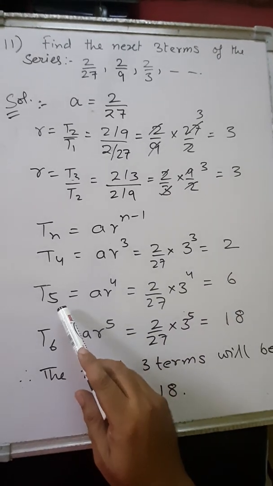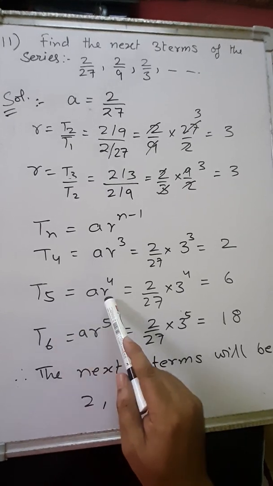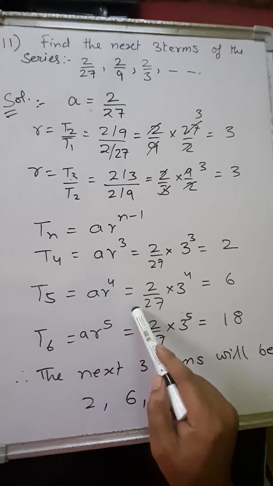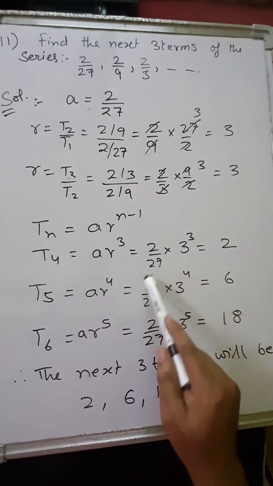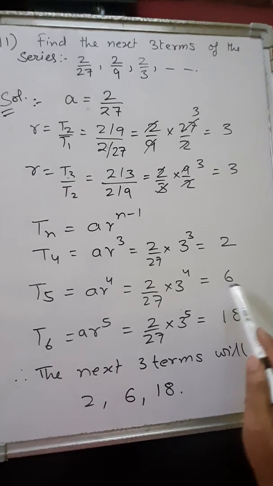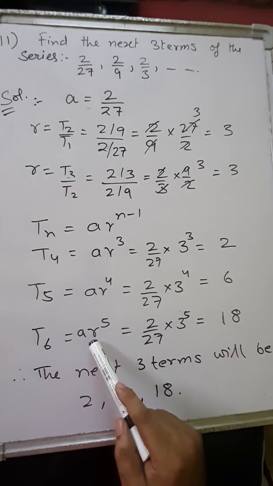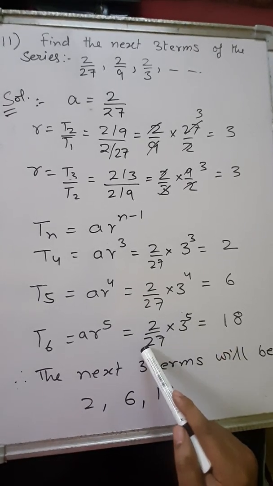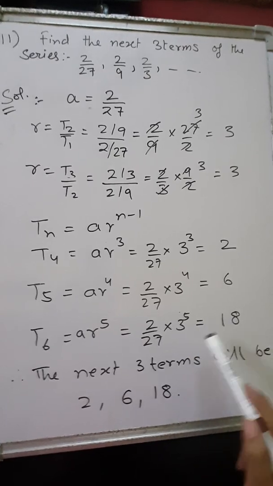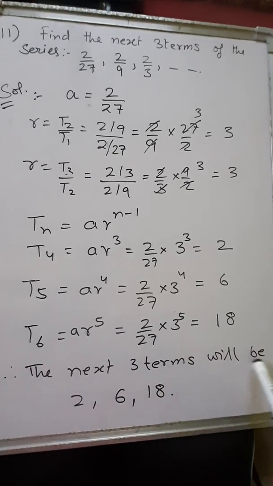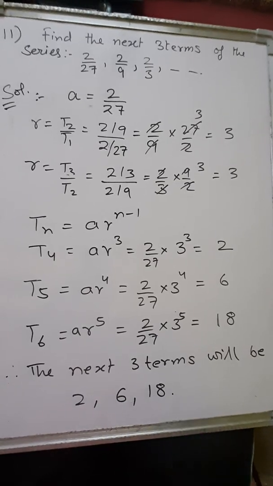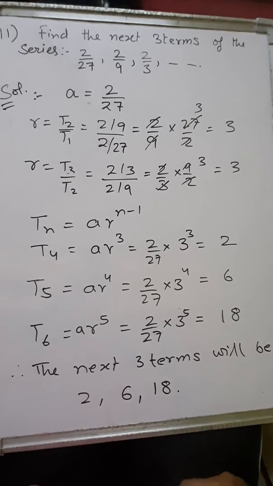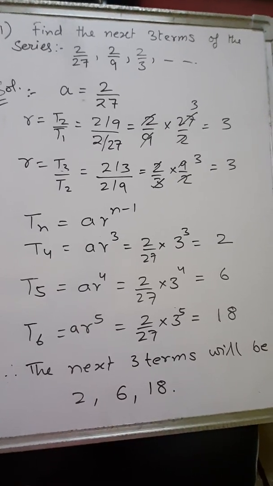Right. When we calculate the fifth term, the formula will be ar to the power 4. A is 2 by 27, common ratio is 3. When we substitute the values and simplify, we'll get the value 6. The sixth term will be ar to the power 5. A is 2 by 27, r is 3 to the power 5. When we simplify, we'll get the value 18. So from here we can say that the next three terms of the sequence will be 2, 6 and 18. Right, children? So this way we can find the nth term or any term of the sequence. Note down, children.